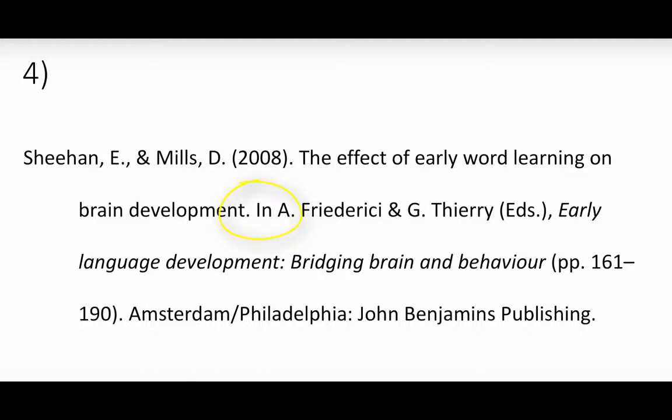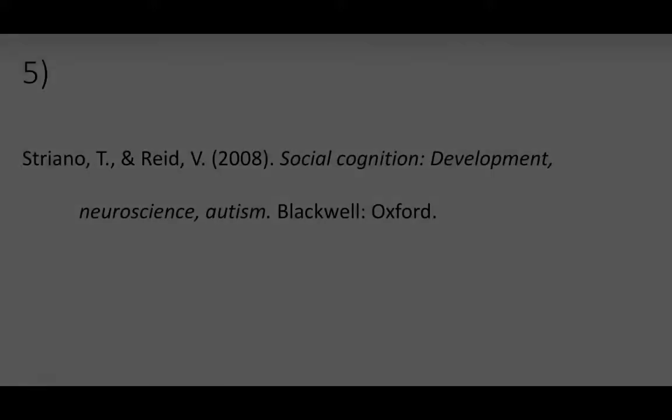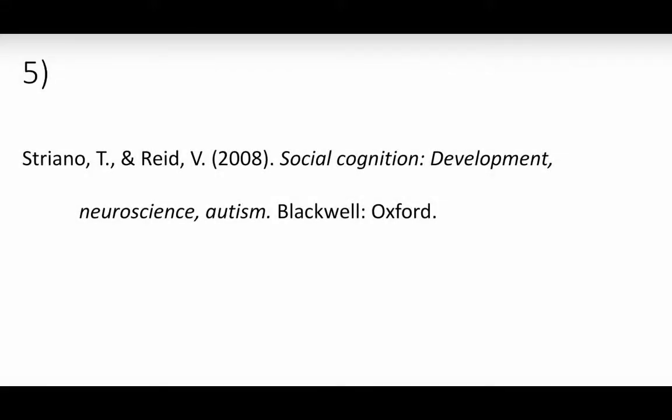What about this one? Again, the keyword in and these names, which are the editors, clue us in that this is a book chapter. You see a non-italicized title of the book chapter, an italicized title of the book, the place where it was published, and the publisher. This, on the other hand, looks like an entire book. You can see the book title in italics, the place where it was published, and the publisher's name.